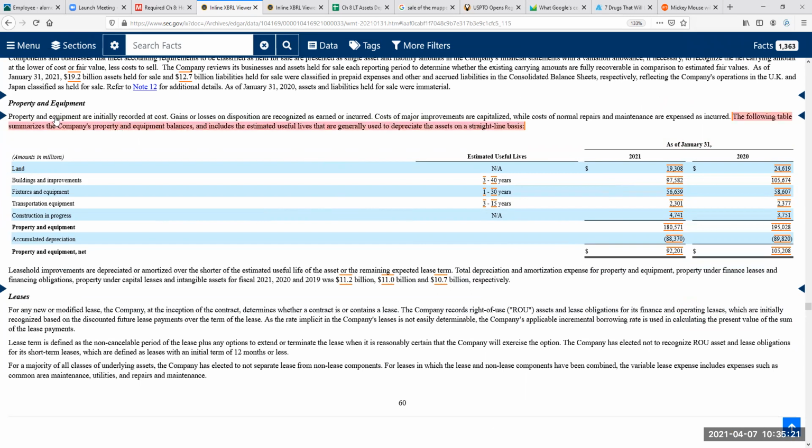And look what it does. Property and equipment are recorded at cost. Costs of major improvements are capitalized. Costs of normal repairs and maintenance are expensed, like we talked about, as incurred. And the following table summarizes the company's property and equipment and includes estimated useful lives that are generally used to depreciate the assets on what basis? Straight line. So that's what you're doing here.